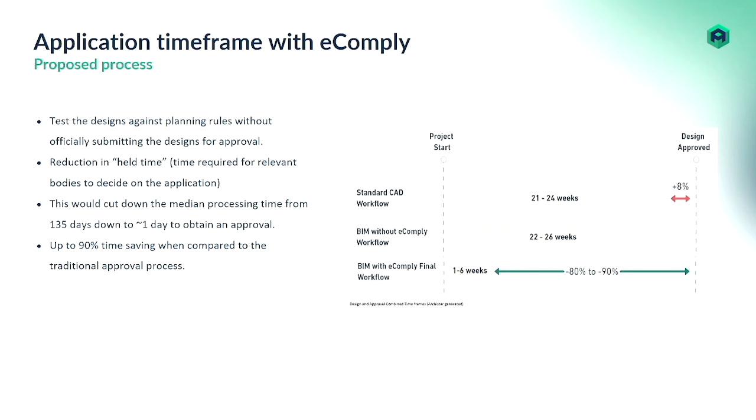Workflows using CAD, and not even using BIM, so just using 2D design, not 3D, take roughly 21 to 24 weeks to get a design approved. Once you start getting to 3D without a tool like eComply, it can take up to 22 to 26 weeks. If you use a tool like eComply to get an approval, you can shrink it down by 80 to 90%, to 1 to 6 weeks.